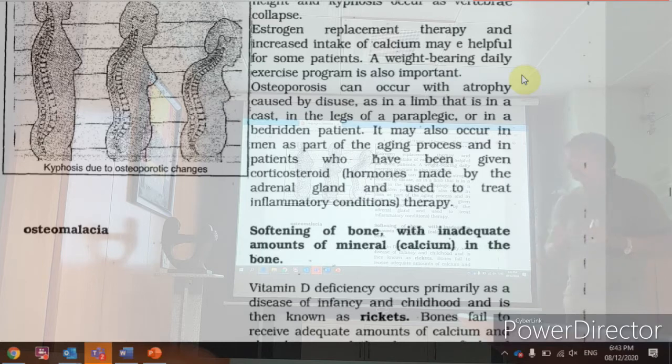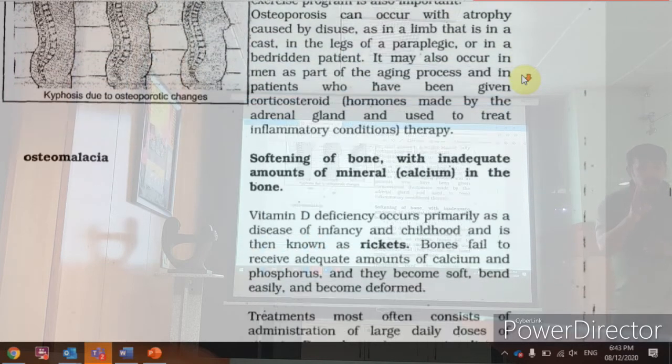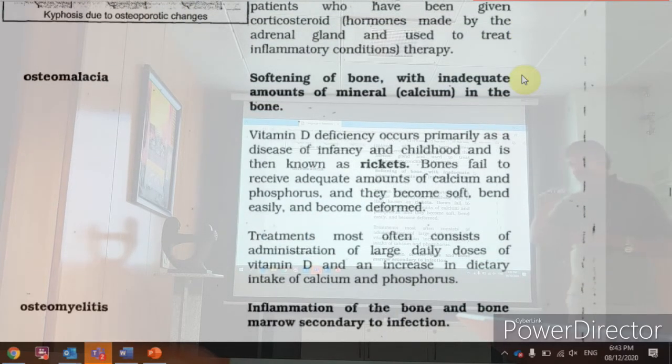This is forward bending. Whereas osteomalacia, malacia means softening. What is the opposite of malacia? Sclerosis. See, you wouldn't have told this because we are repeating. Osteomalacia, softening of bone, happens because of calcium deficiency. Vitamin D deficiency occurs especially in children. It is known as rickets. Make a note of that.